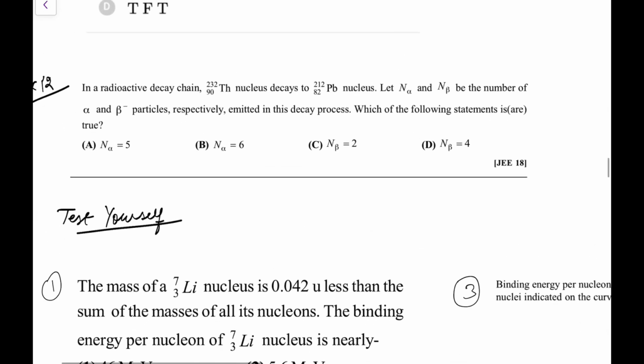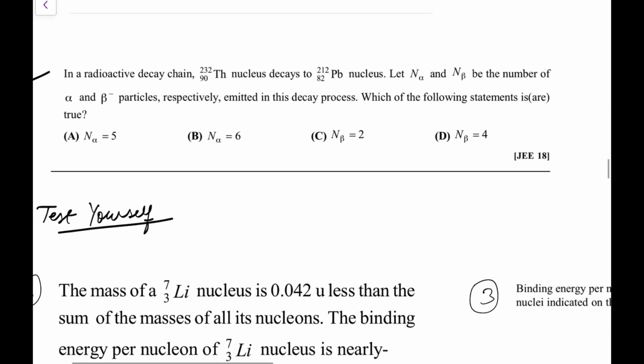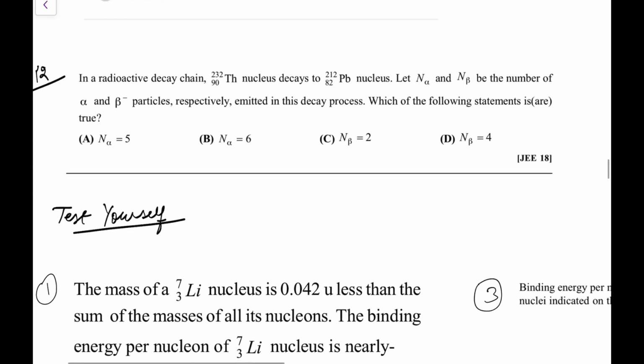Now the next one, this is from the IIT 2018, and it has more than one option correct. Just see, 232 thorium converts into 212 lead. Let Na and Nb be the number of alpha and beta particles. Then how do you solve such questions?